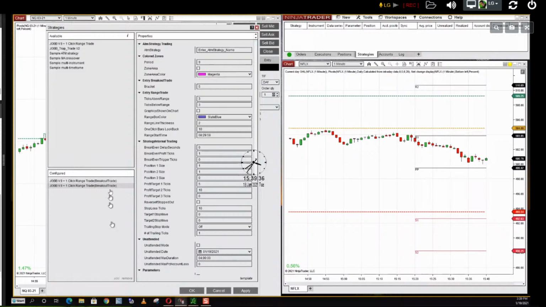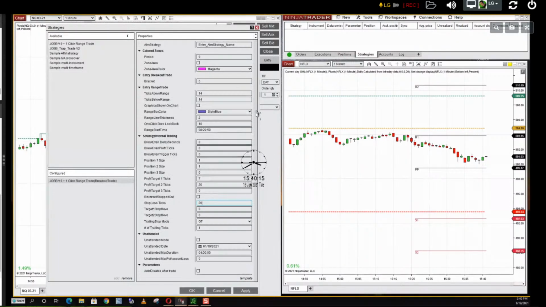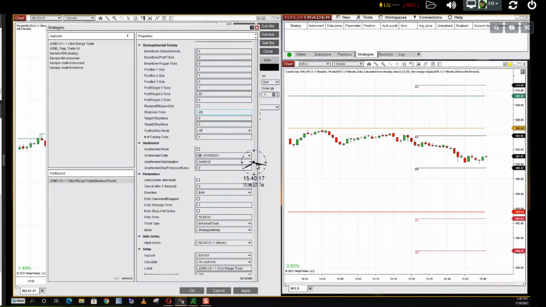I only need one strategy. I don't use a bracket. I'm using ticks above the range and ticks below the range. And I'm using 14 ticks above and below the range. And I'm going to leave everything in sim because I want to see where my prices get drawn before I decide what I'm going to do. I only go for a 7-tick target on my first target, and I'm just looking for 20 ticks on my second target. My stop is 20 ticks, and I might trail.